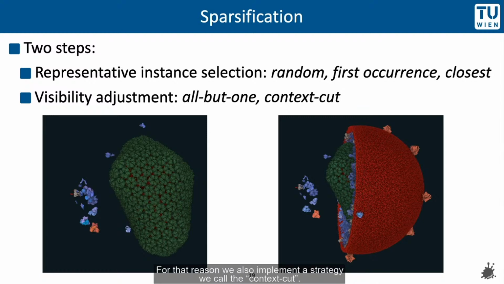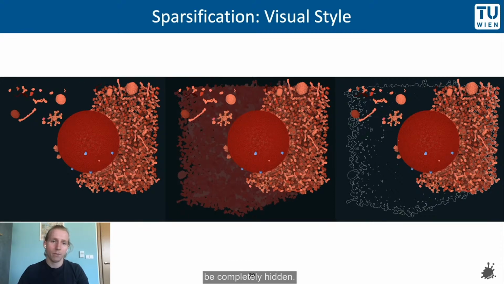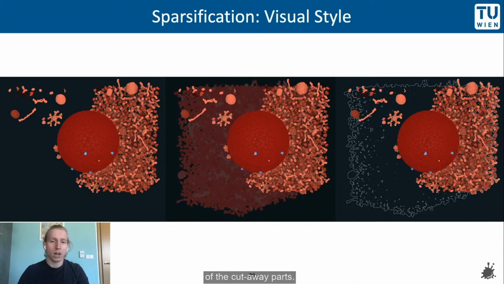For that reason, we also implement a strategy we call the context cut. With this approach, we place a cutting plane at the position of the child representative instance that is farthest from the camera. That way, we ensure that all representatives are visible, but also include some spatial context. Finally, the instances that are removed or sparsified do not necessarily have to be completely hidden. Here we show examples of various visual styles possible, such as ghosting or contour rendering of the cutaway parts.